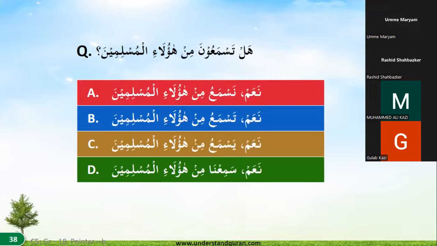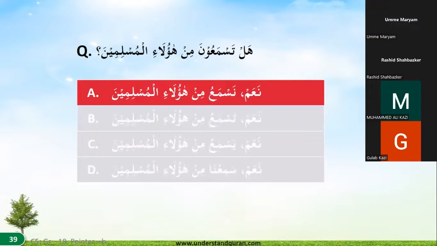Hal tasma'una min haula'il muslimina? Do you all hear? Hal tasma'una? So the answer is going to be naam, nasma'u. Here we have only the plural, so tasma'u will become nasma'u. So naam nasma'u min haula'il muslimina. Right? Min will cause the jar state to come, and tasma'u becomes nasma'u. That's why A is the answer.